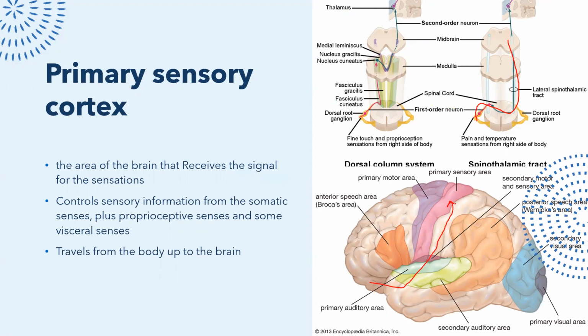So the biggest takeaway is motor goes down, sensory goes up, kind of like a freeway or a highway where there's two lanes going different directions and they can never really cross each other. Because if they do, signals get mixed up and bad things happen. So motor starts in the brain and goes down, sensory goes up.